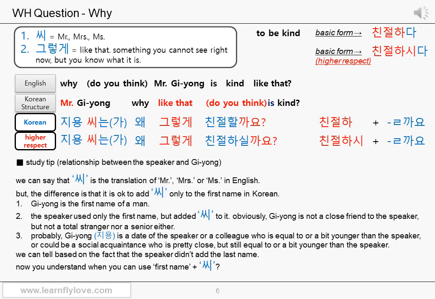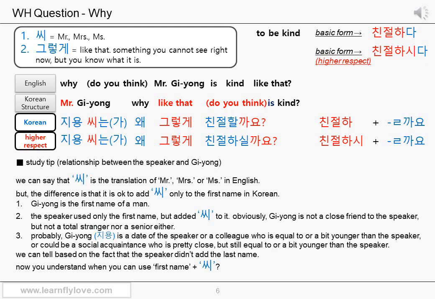Let's take a close look at the subject first. Mr. Ji-young, Ji-young-ssi. We mentioned it in the study tip in detail. As you know, Ji-young is a first name and it's a male name. And you can use ssi as a translation of English Mr., Mrs., Miss. But there are two clear differences. First, there is no gender classification in ssi. You can use it for any person who is older than 19, maybe. Second, you can add ssi to the first name without the last name in Korean.